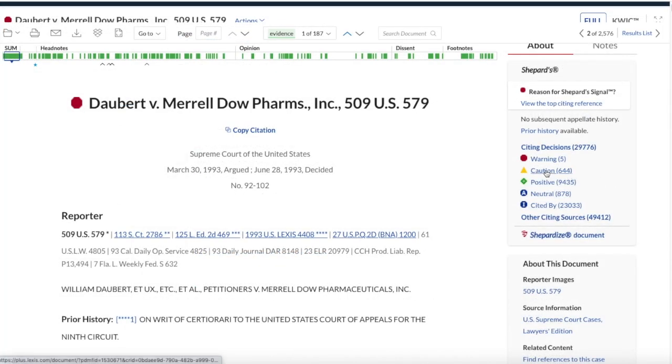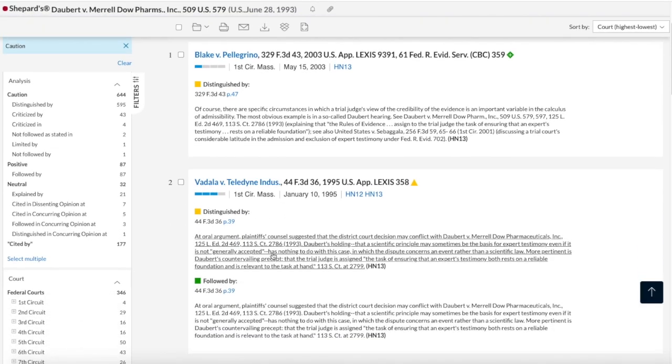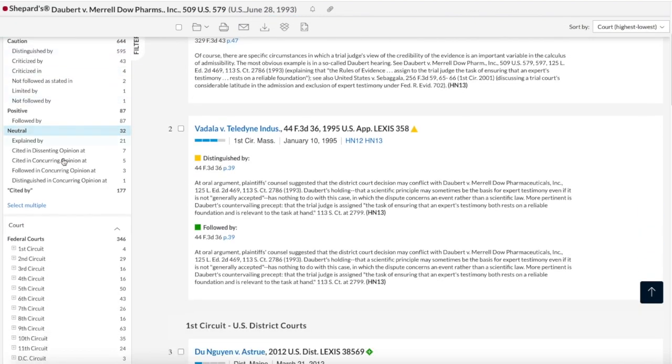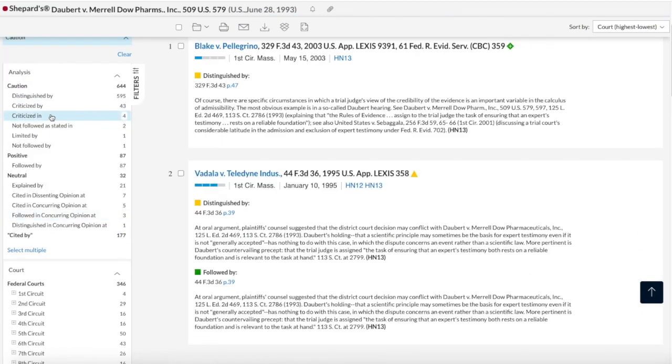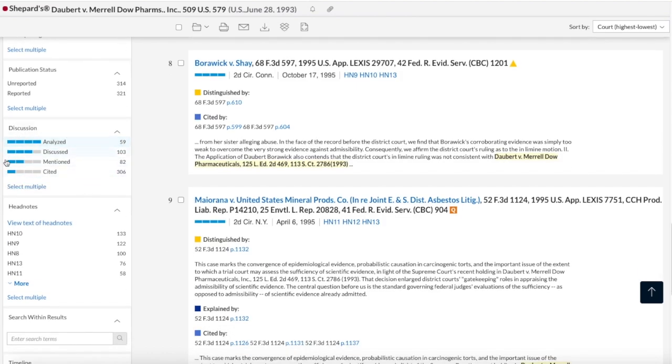If we go back, we can see the same kind of treatment, both with caution, and we'll see how it's distinguished, what headnote, and whether or not it's not only distinguished by, but then followed also. So we can see what part of headnote 13 is followed and which part of headnote 13 is distinguished. These can all be narrowed by your court, by your treatment, your state court, and then analysis, and also which headnote you're interested in.